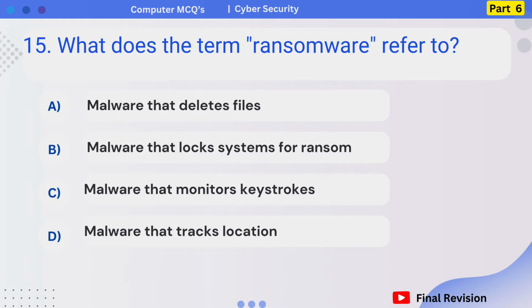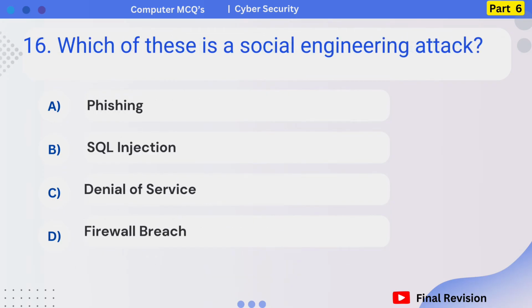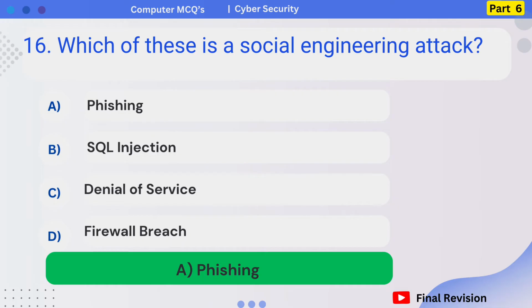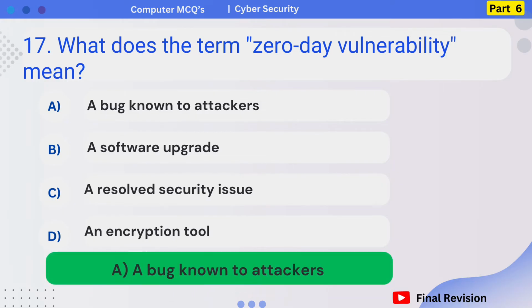Question 15. What does the term ransomware refer to? The malware that locks a system for ransom. Question 16. Which of these is a social engineering attack? A. Phishing. Question 17. What does the term zero-day vulnerability mean? A bug known to attackers.